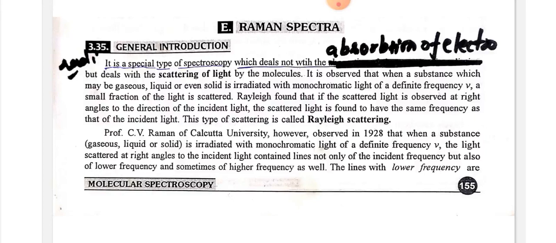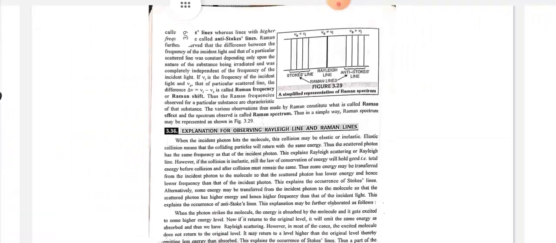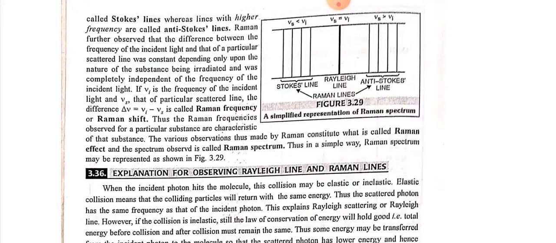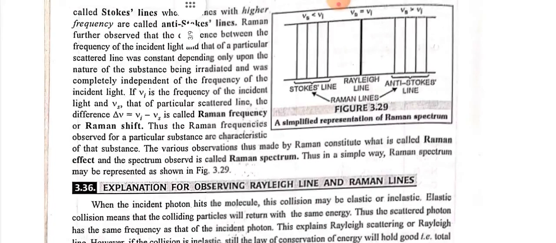Professor C.V. Raman of Calcutta University, however, observed in 1928 that when a substance, gaseous, liquid, or solid, is irradiated with monochromatic light of a definite frequency nu, the light scattered at a right angle to the incident light contains lines not only of the incident frequency but also of a lower frequency and sometimes of a higher frequency as well. The lines with the lower frequency are called Stokes lines, whereas the lines of a higher frequency are called anti-Stokes lines of Raman.